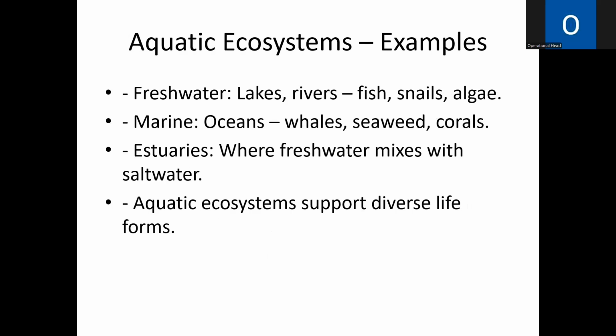Now come to aquatic ecosystem examples. Aquatic ecosystems contain fresh water, like lakes and rivers, with fish, snails, algae, and marine, like ocean, whale, seaweed, coral. A wide variety of animals are found in the marine ecosystem. Estuaries are where fresh water mixes with salt water. Aquatic ecosystems support diverse life forms.